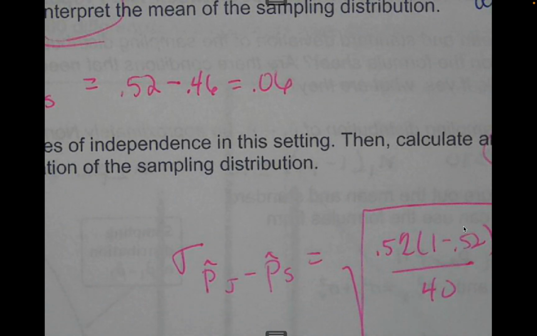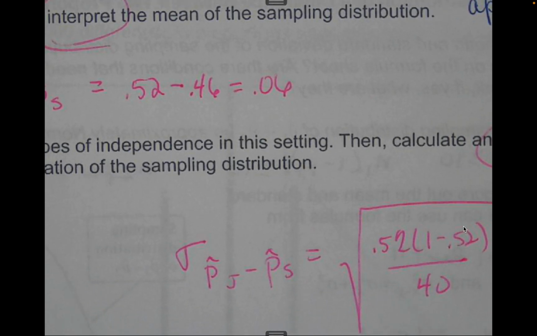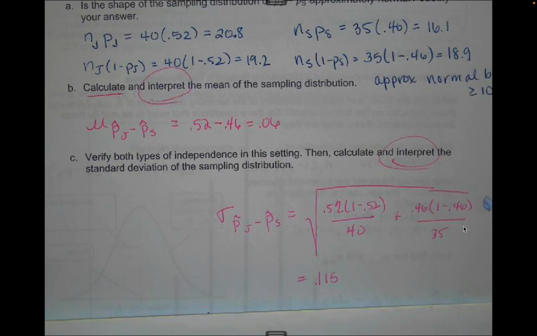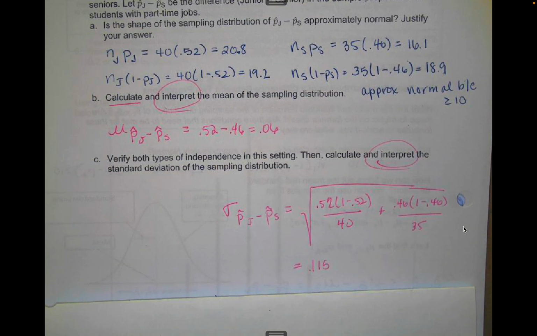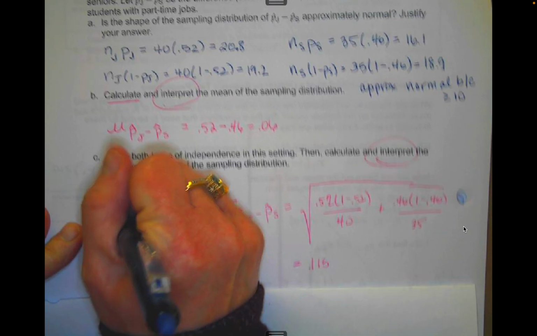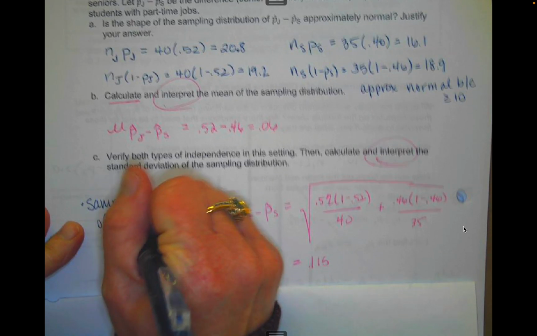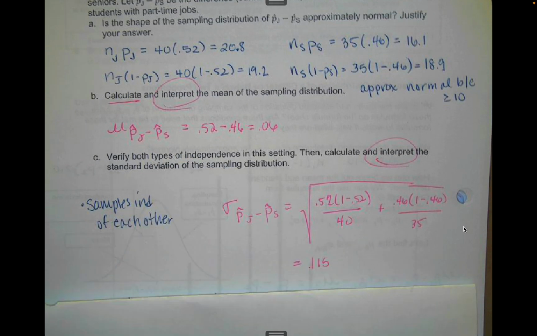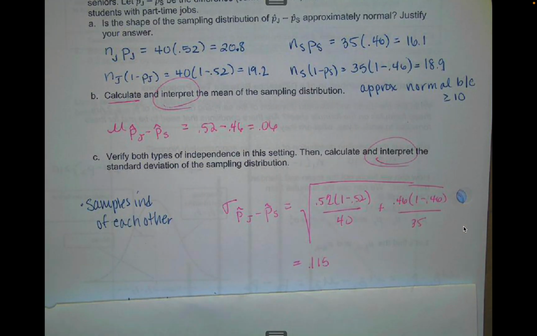Alright, the interpretation, I'm just going to do one big interpretation. Verify both types of independence. So when it says both types, like I said, the samples need to be independent of each other. And they are. It said in the beginning that we took a sample of juniors and an independent sample of seniors. Again, you just don't want them to be the same people.